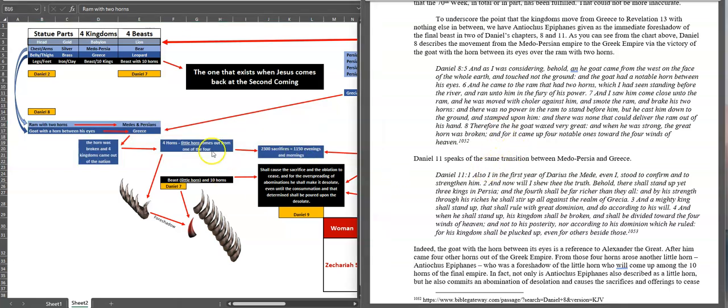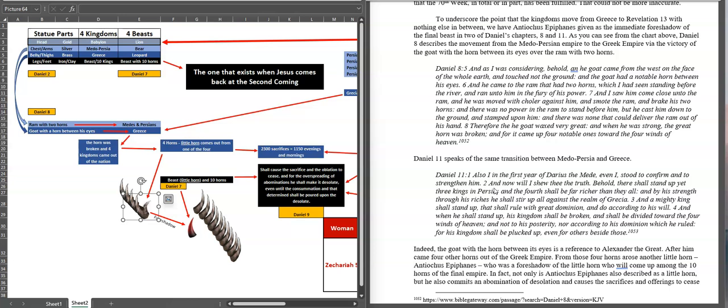So, as you can see from the chart above, or beside, Daniel 8 describes the movement from the Medo-Persian Empire to the Greek Empire via the victory of the goat with a horn between its eyes over the ram with 2 horns. Daniel 8:5. "And as I was considering, behold, an he-goat came from the west on the face of the whole earth and touched not the ground. And the goat had a notable horn between its eyes, and he came to the ram that had 2 horns, which I had seen standing before the river, and ran into him in the fury of his power. And I saw him come close unto the ram, and he was moved with choler against him, and smote the ram and brake his 2 horns, and there was no power in the ram to stand before him. But he cast him down to the ground and stamped upon him, and there was none that could deliver the ram out of his hand.